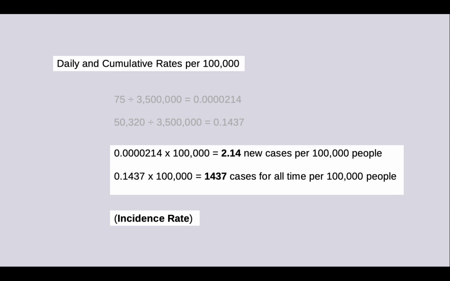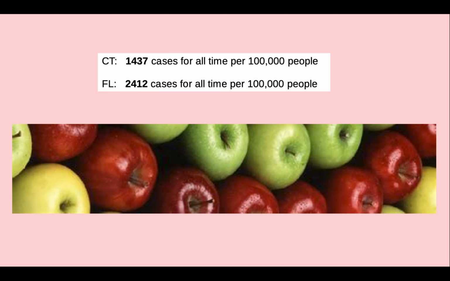So these feel like more meaningful numbers, and they are the rates that we usually use to compare how, say, Connecticut is doing to other states and other countries. Another term you'll see for this is the incidence rate. This is what allows apples to apples comparison. So if Connecticut has had 1,437 cases for all time per 100,000 people, and Florida has had 2,412, you can see that Florida has been hit almost twice as hard historically over all of the course of the epidemic by the coronavirus.